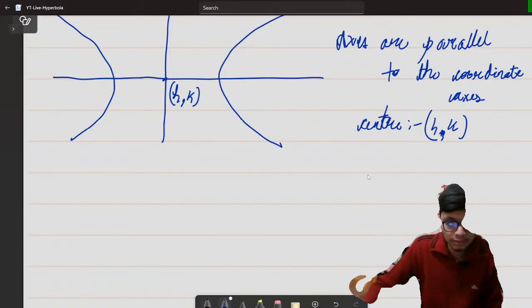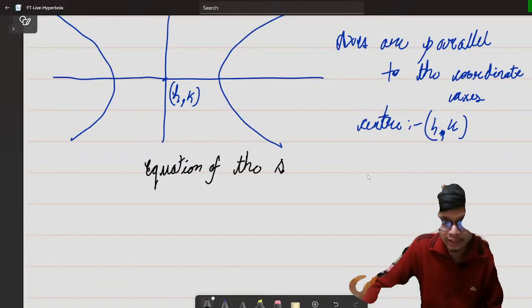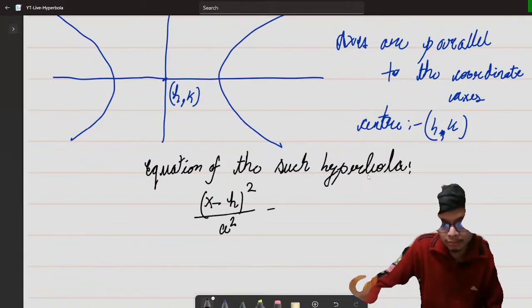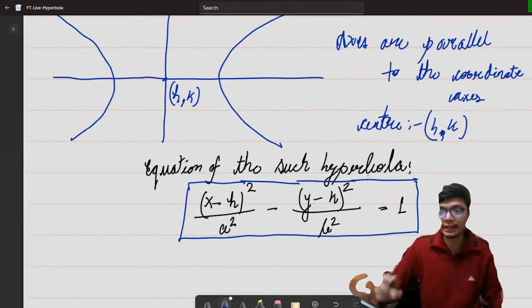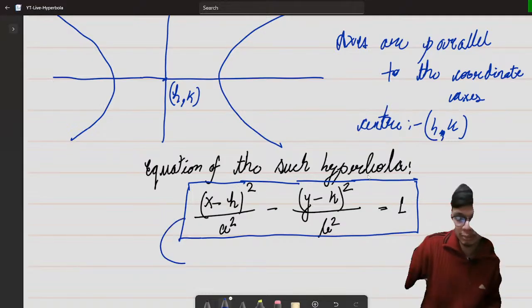So in this case, the equation of such a hyperbola is given as (x minus h) whole square divided by a square, minus (y minus k) whole square divided by b square, is equal to 1, right? So this becomes my general standard equation of such a hyperbola whose center is shifted, while all the other things are the same, right? So from here we can also comment on what my foci are.